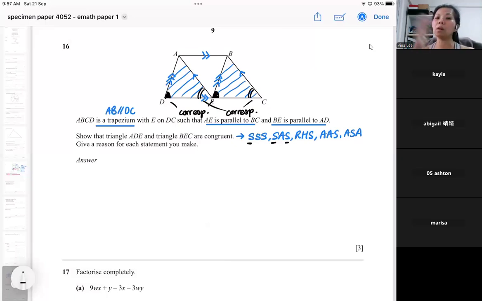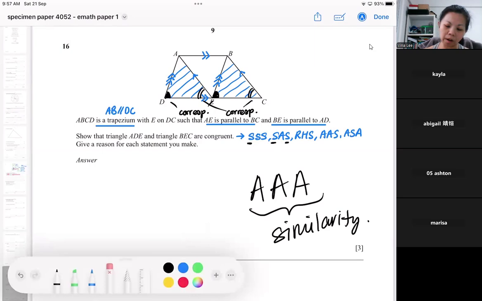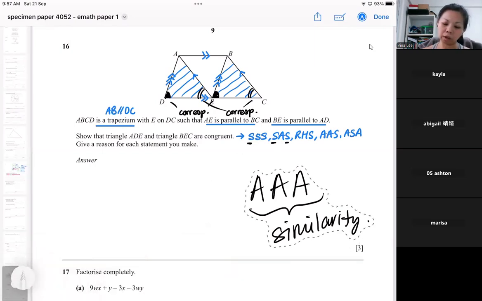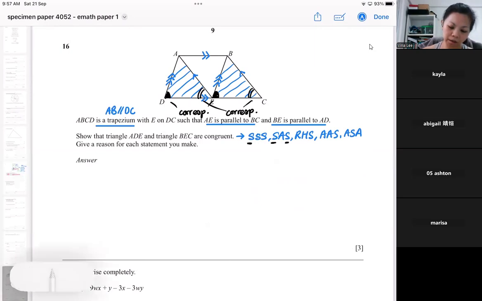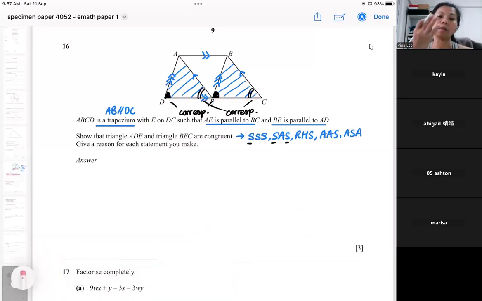So you cannot go and find one more angle. If you find one more angle, you will end up proving similarity. So don't go and find one more angle. You need to find one more length. So where does the one more length come from? Some of you tell me that this is same length, because it looks like same length. But if the question doesn't have the information, you don't assume that.